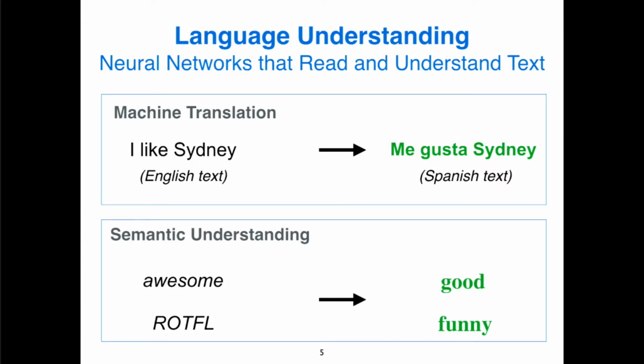So if I say awesome, you know what that means. It's a good thing. If I say ROTFL without telling you what that acronym stands for, probably if you use it in chat, you know that means funny. But how do you learn this automatically from text? Machines are pretty dumb, right? I mean, you need to teach them how to do this, but without hand-holding. So we have networks that can do this as well.